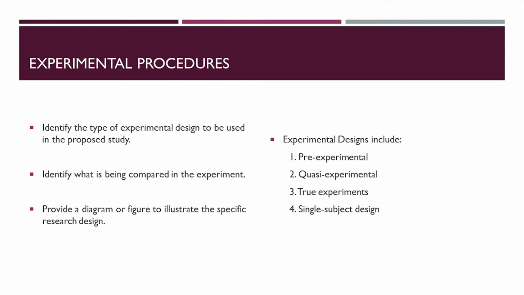The procedures part of your experimental design will talk about the type of experimental design that you used in your study. These could include pre-experimental, quasi-experimental, true experiments, or single-subject designs. Identify what is being compared in the experiment, as well as use a diagram or a figure to help you illustrate the research design. You want to explain things so clearly that someone could replicate your exact study simply by reading your research methodology section.